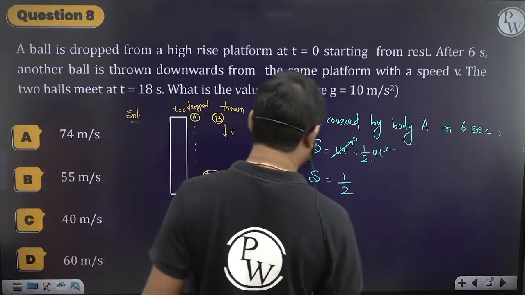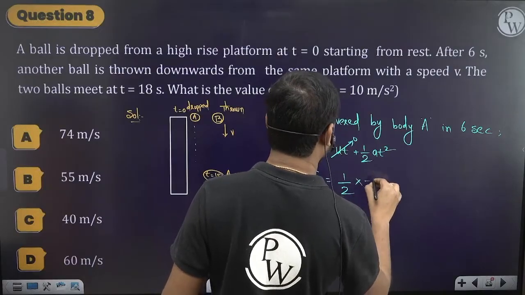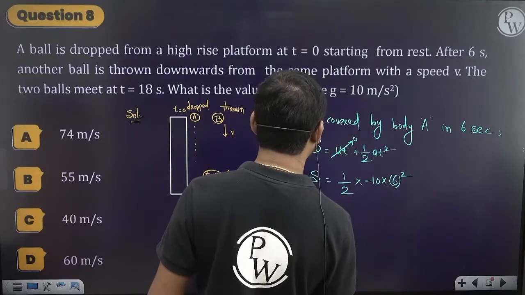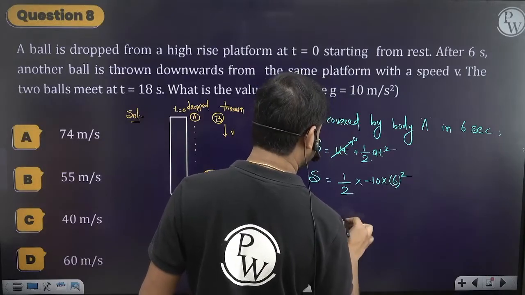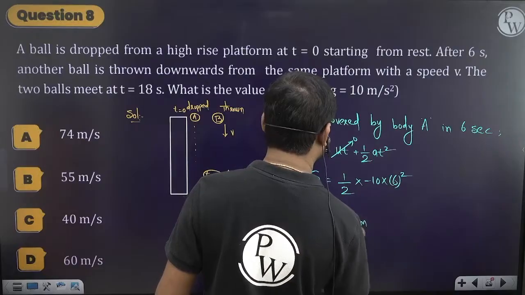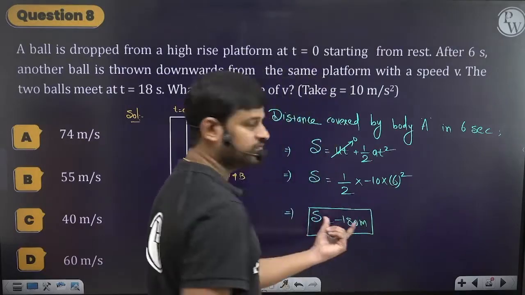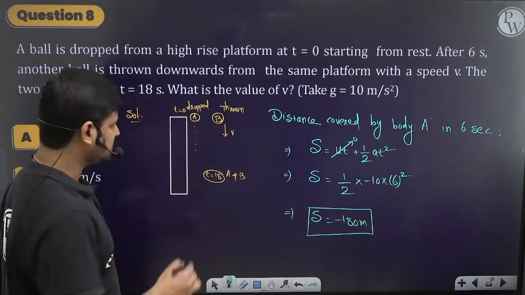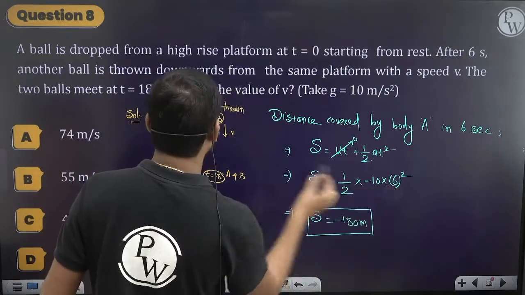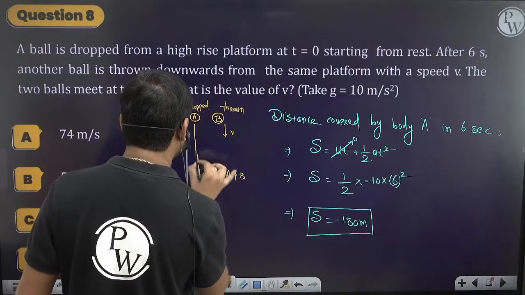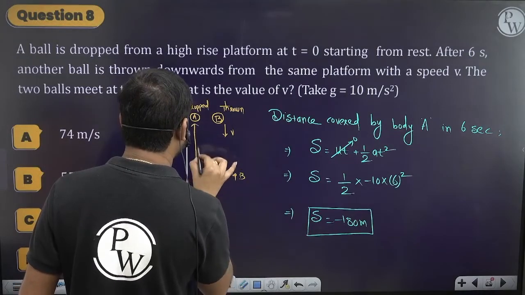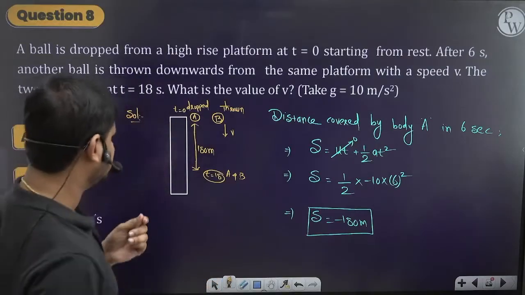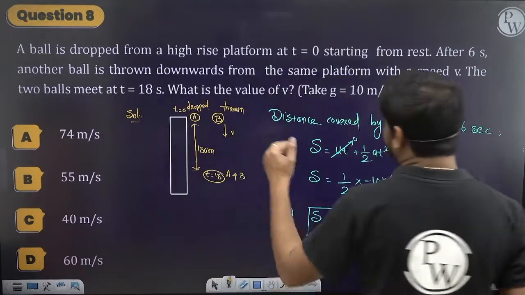So let's write it. a is minus 10, t square is 6 square, which is 36, and half of that gives 18, so s is equal to minus 180. This minus indicates downward, so it has traveled 180 meters in how many seconds? 6 seconds.